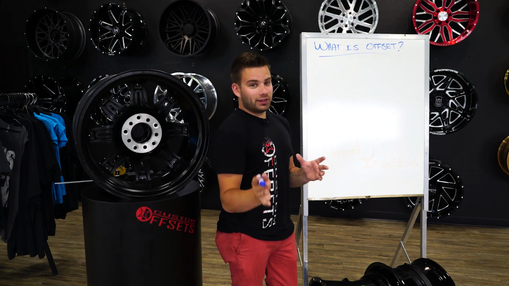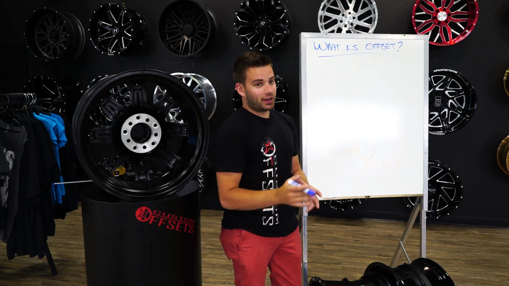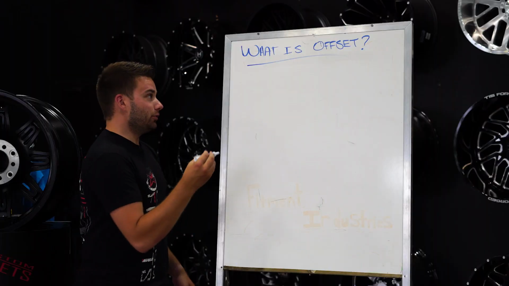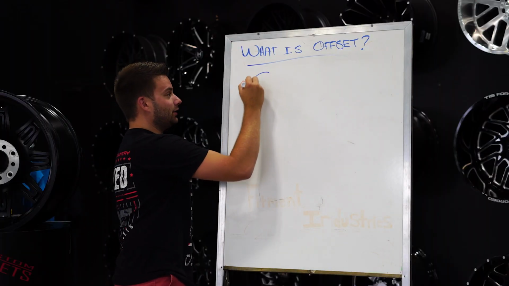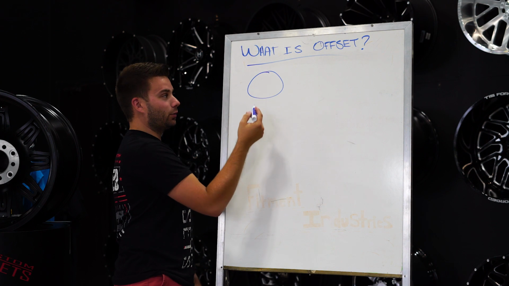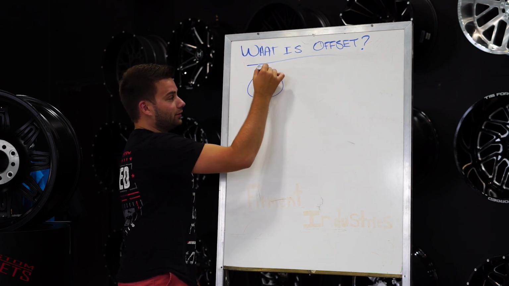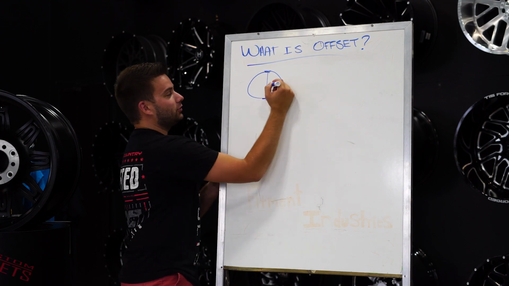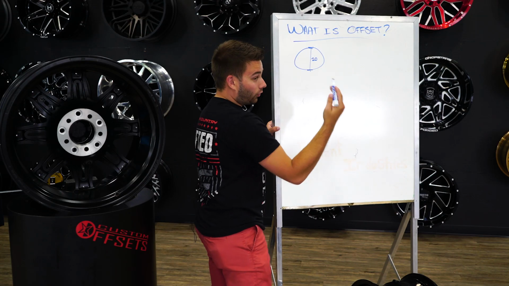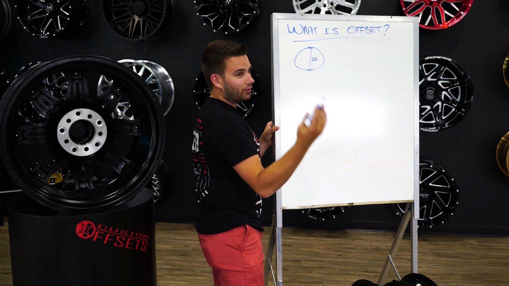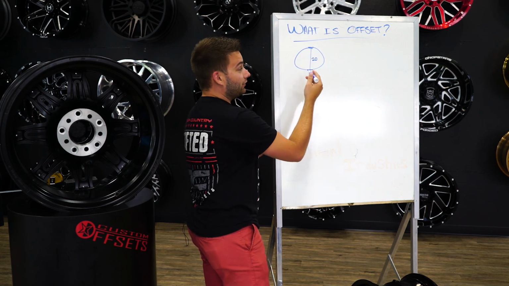Before we dive completely into what is offset, you need to understand how to measure a wheel. The easiest one is the overall diameter. If you're looking at a wheel straight on, the measure from here to here across is the diameter. Usually this is going to be the 20 or 18 or 17, whatever it is, depending on your wheel size that you see first.